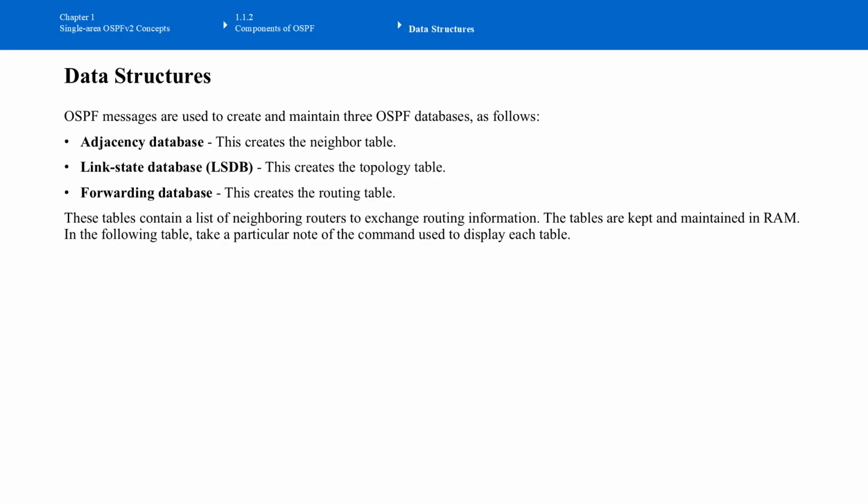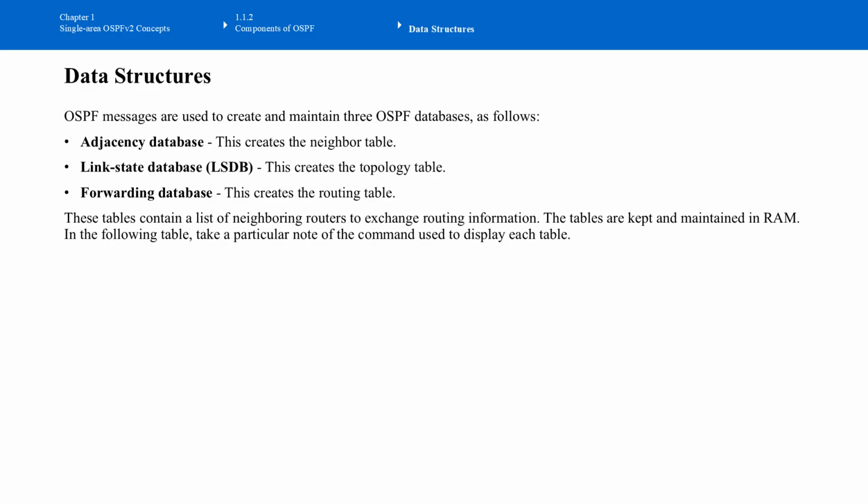The third is the forwarding database. After OSPF runs the SPF algorithm and determines the best paths, those routes are placed in the forwarding database. This information is then used to build the router's routing table, which is what the router actually consults when forwarding packets. Each database serves a different purpose.